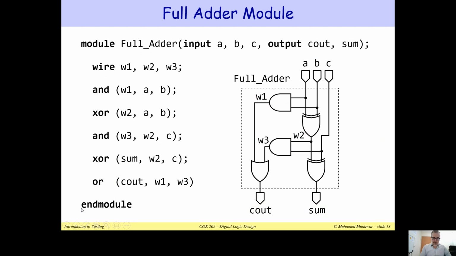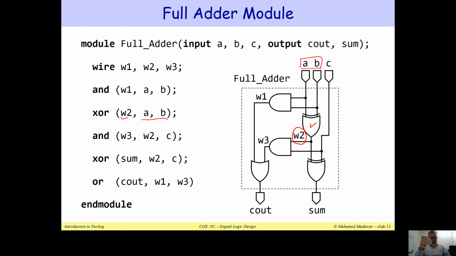So this is my first XOR gate here, right? You can see the output is W2 and the inputs are A and B. So that's W2, this is A, B. This is basically how you write the output first and then the inputs. So once you have described the full adder using the gates, we are done.